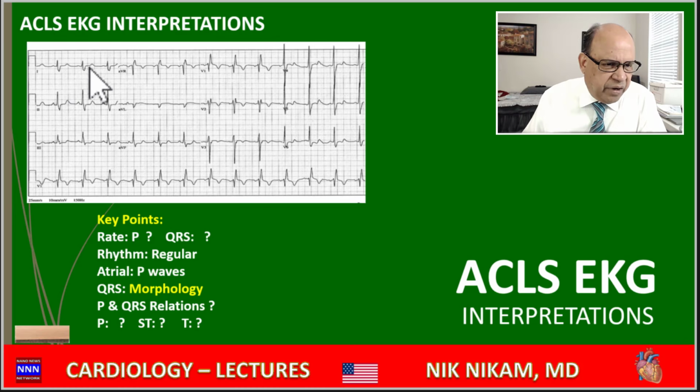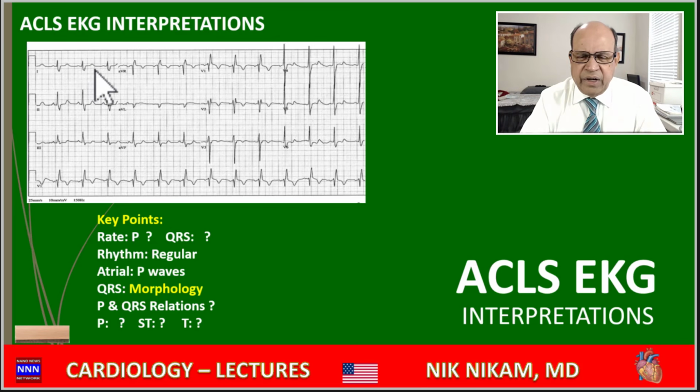Right bundle branch block can be diagnosed by just looking at lead 1. If you look at lead 1, you're going to see this slurred S wave, and when you see the slurred S wave, it's not like a sharp down and up. It is like a rounded, slurred S wave. We know we are dealing with the right bundle branch block.